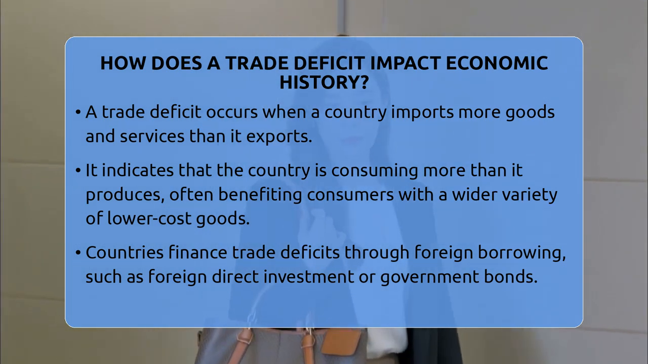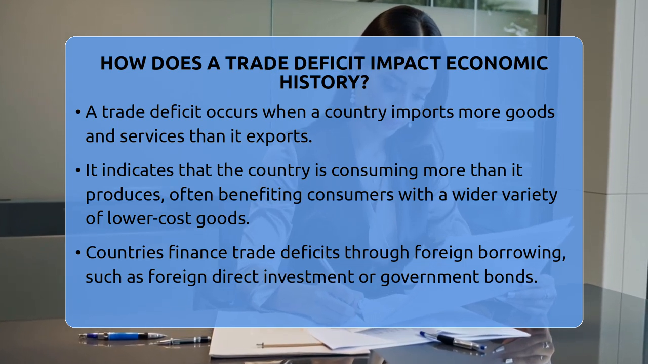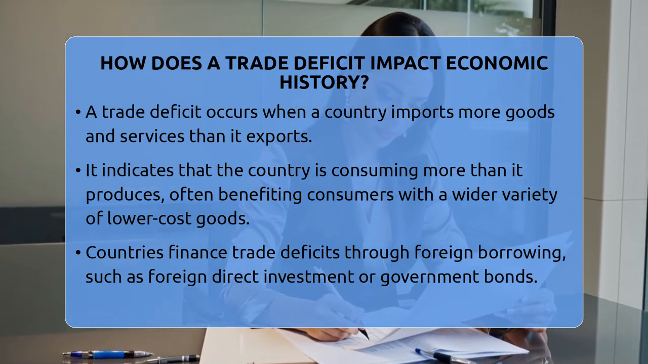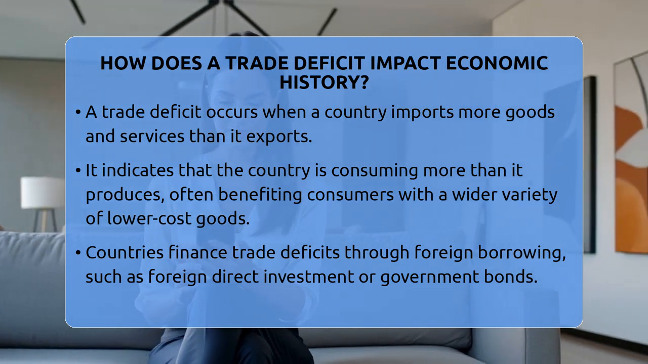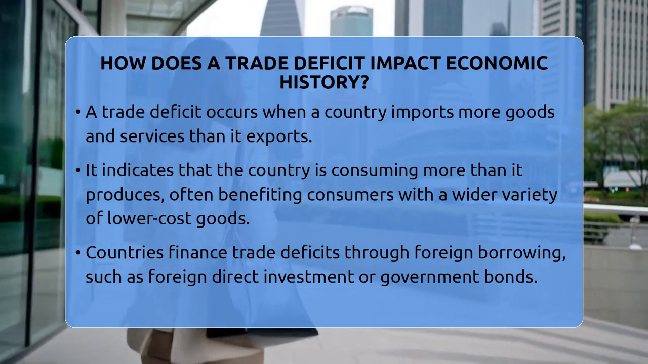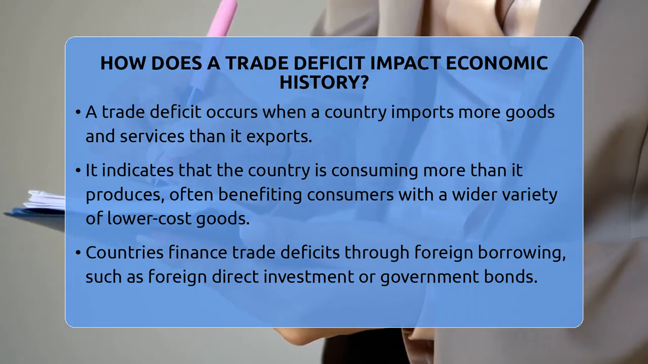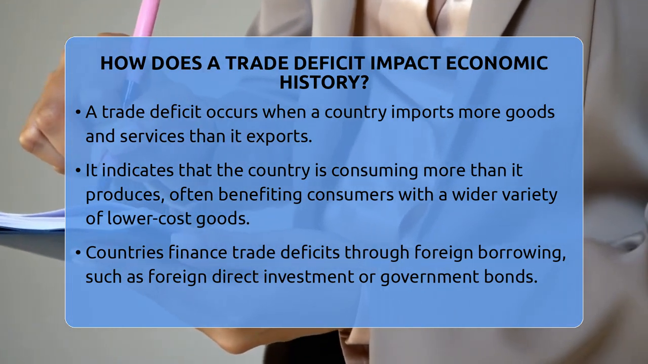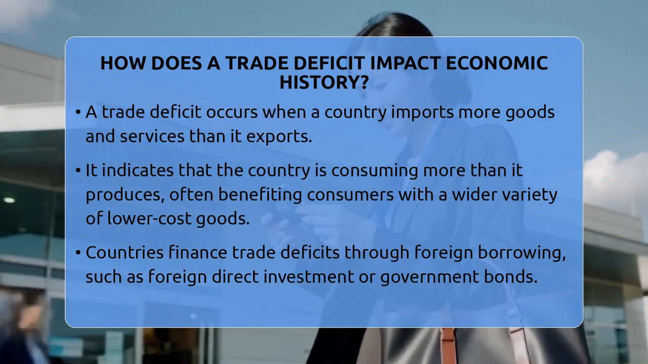A trade deficit happens when a nation spends more on foreign goods and services than it earns from selling its own. This situation is a key part of understanding how economies grow and change over time, especially within the framework of modern capitalism. Capitalism relies on countries trading with each other, and a trade deficit can reveal a lot about a country's economic health and its evolution.